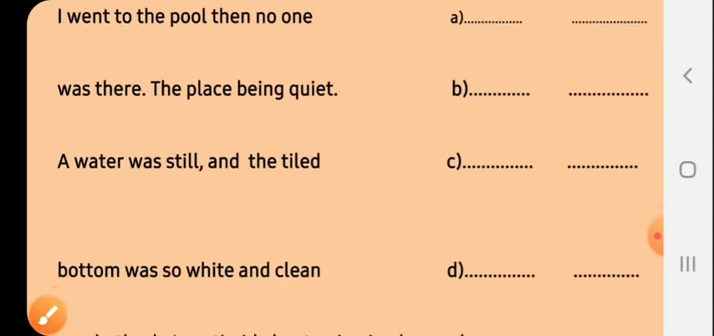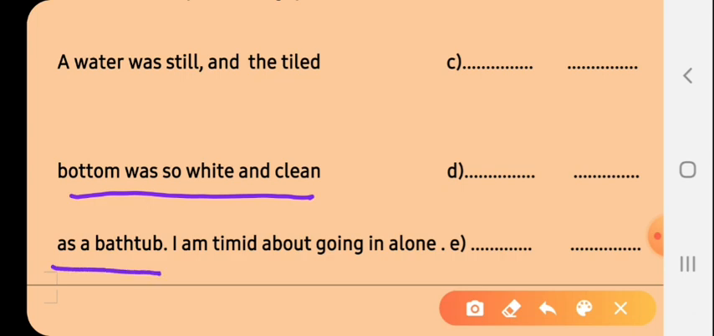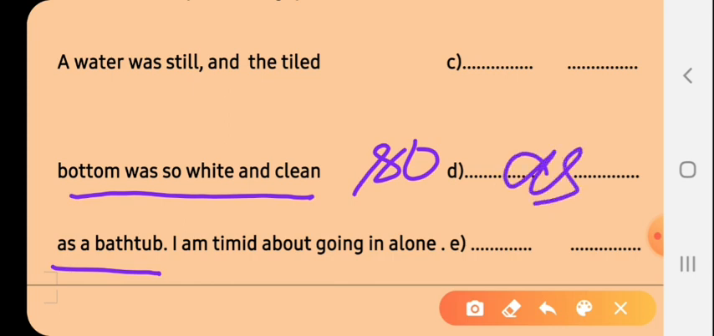Next, bottom was so white and clean as a bathtub. So white and clean. Bottom was so white and clean as a bathtub. What is the correction here? As, as. The bottom was as white and clean as a bathtub. So what is wrong here? So, and the correction is as. Error is so, correction is as.